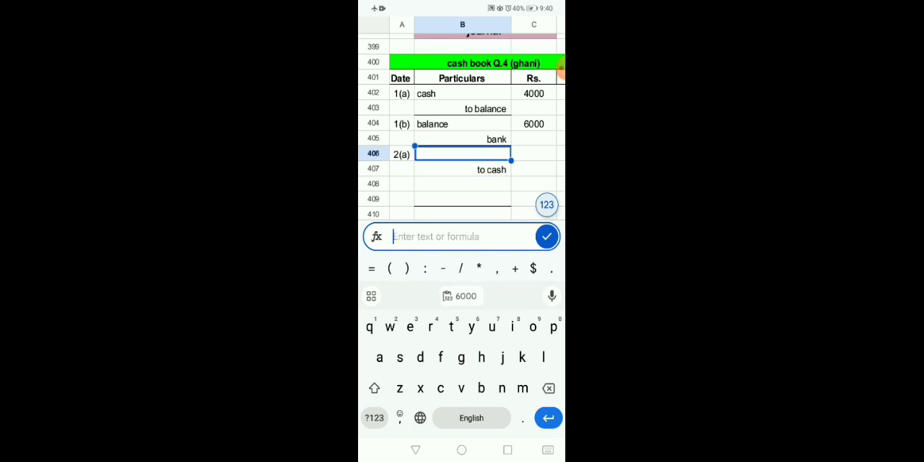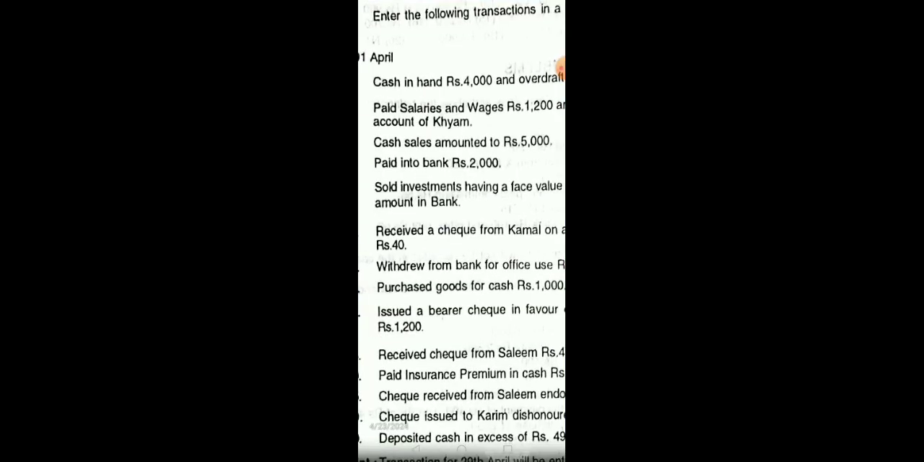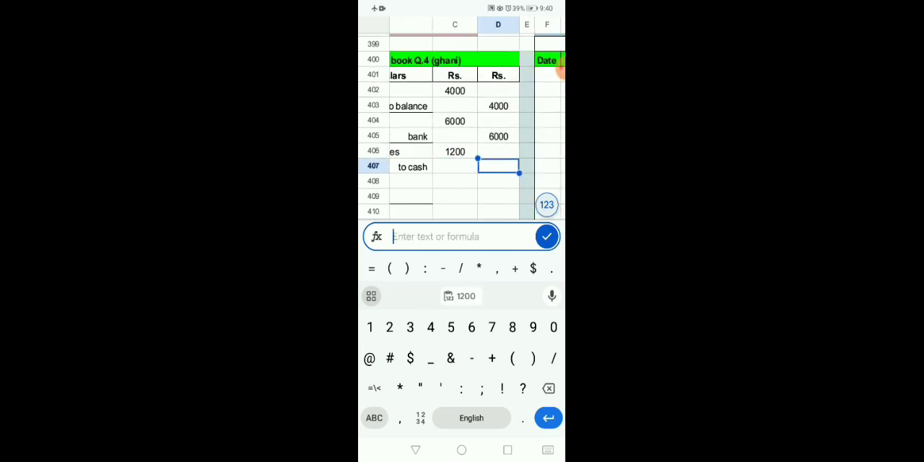For what purpose you have paid this cash? As it is mentioned in the question, it is salaries and wages. As you are paying, it means salaries and wages are expenses and should be mentioned on debit side, so you will mention salaries on debit side. You may write wages as well. Now see how much salaries you have paid, that is 1200, so you will mention 1200 on debit side, and same amount you are going to write on your credit side. All right, this part of the transaction has been completed.